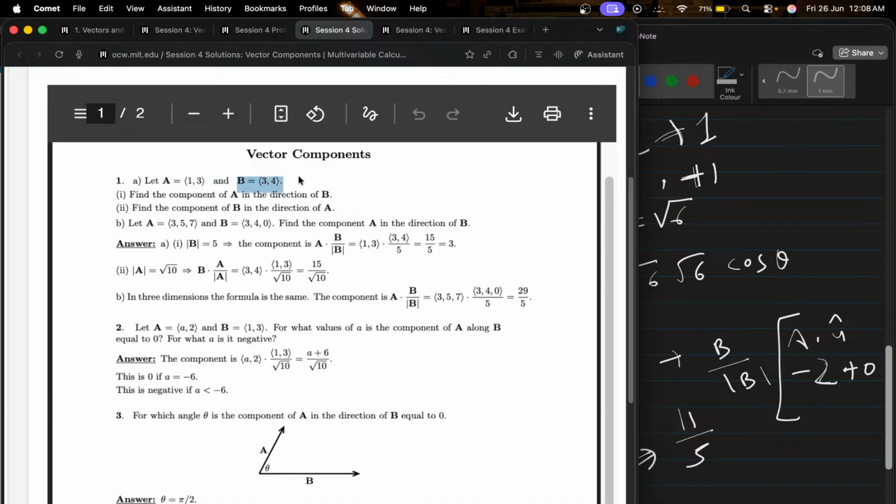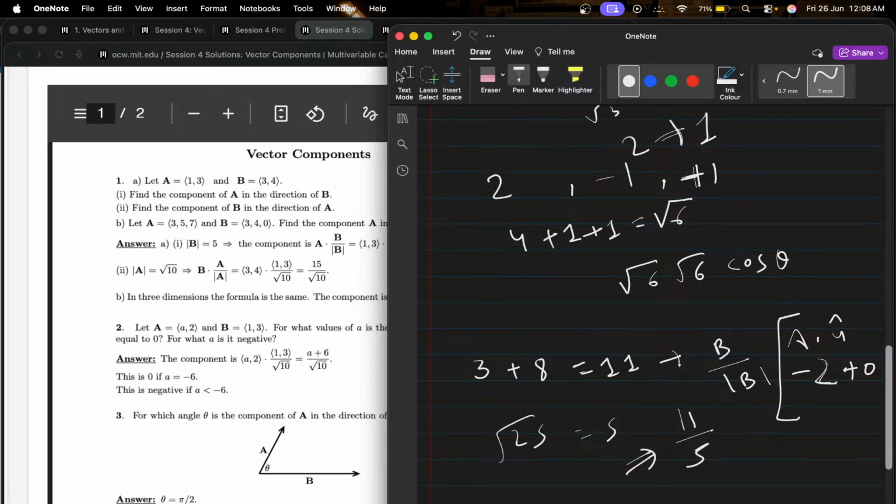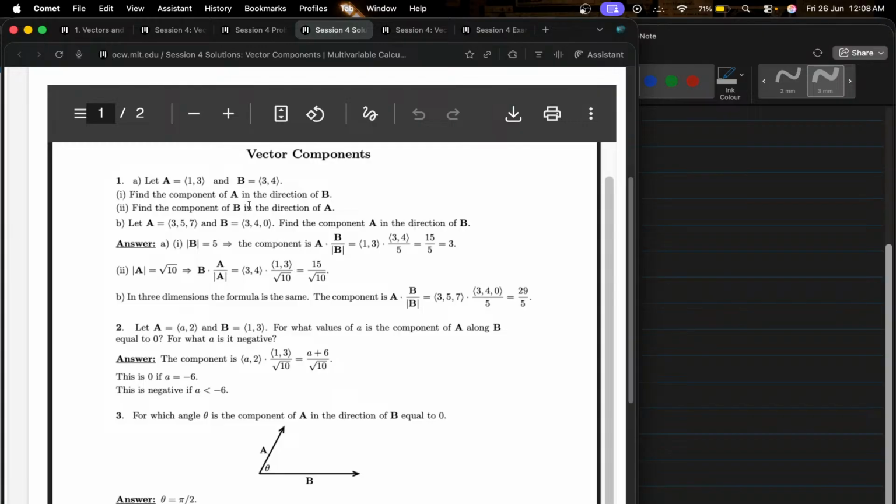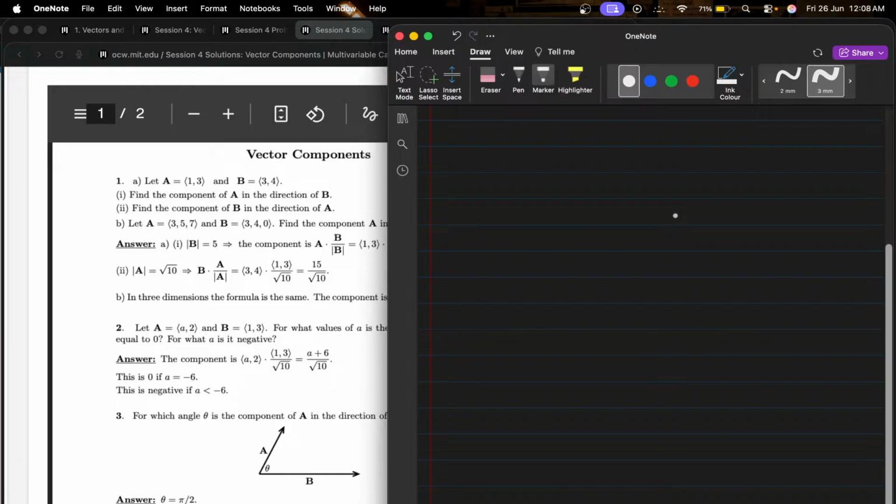Let A equal this, B equal this. Find the component of A in the direction of B, and the component of B in the direction of A. It's the same thing that we were doing here. So for the component of A in the direction of B, we have to take A dot B by the magnitude of B. The pen is a little too thick now, I have to use the thinner one.